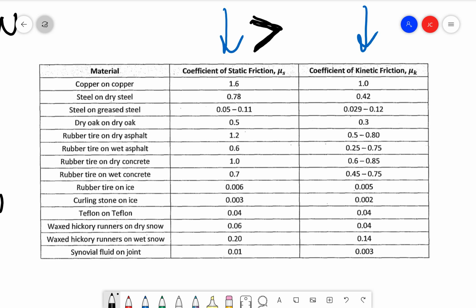Now, usually, the coefficient of friction is a value between 0 and 1. This is not always the case. In fact, there's a couple places where it's like, no, not true. But overall, it tends to be between 0 and 1.